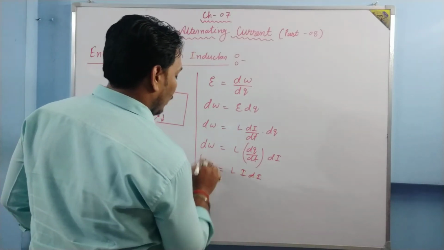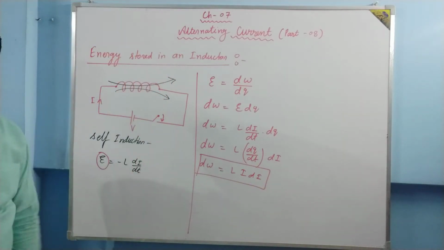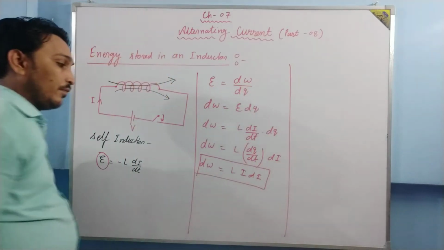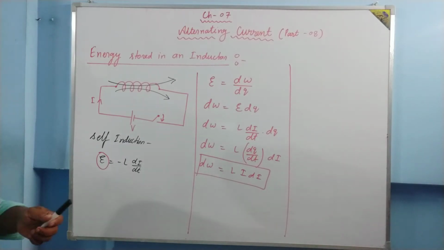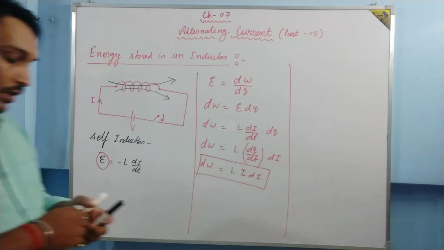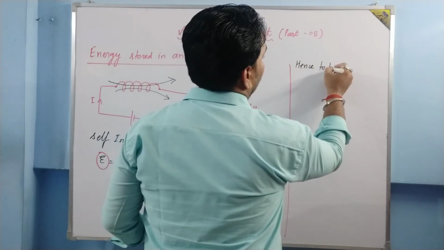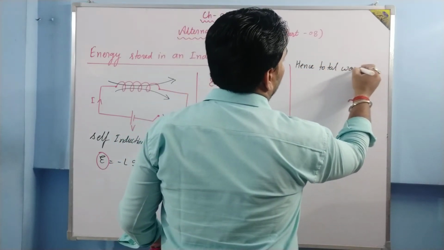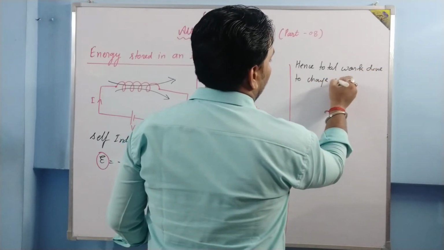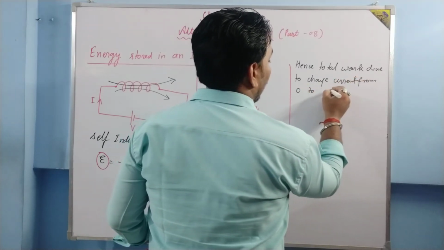So this is the amount of work done to carry a charge dq from here till here, and this work has been done by the voltage which is being induced. So what is the work done to build a current I? That will be the energy. Hence, the total work done to change the current from 0 to I.